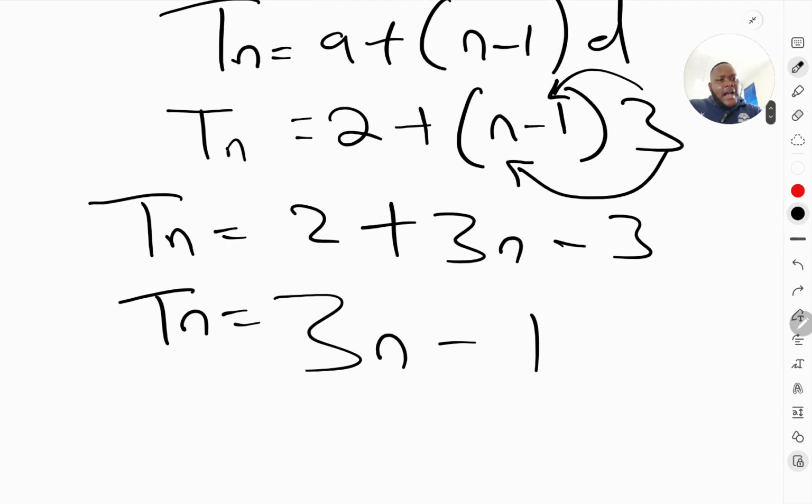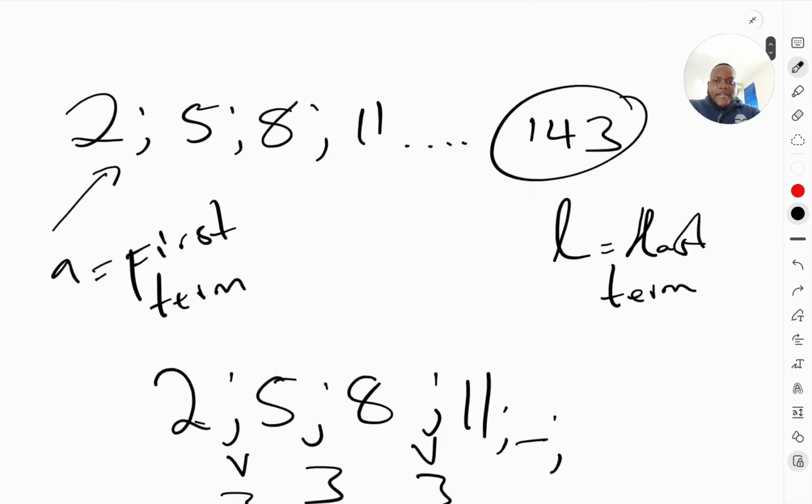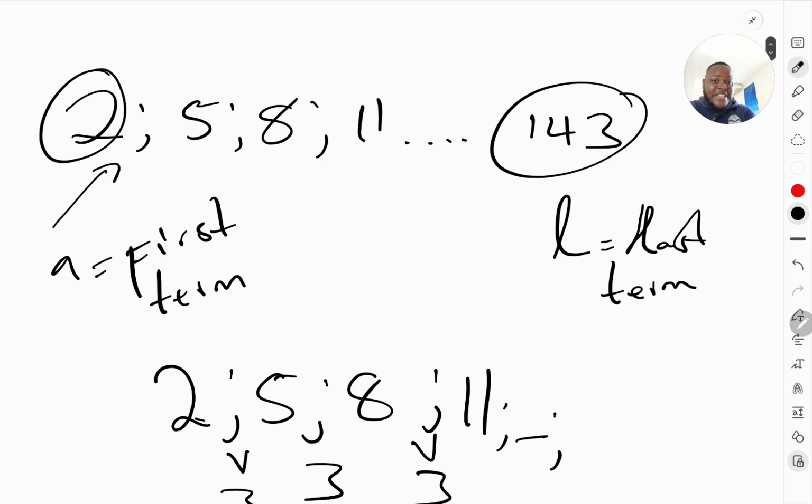So now if the question says this 143 here, I can see that this particular 2 is the first term, term number 1. This particular 5, what is it? The second term, term number 2.